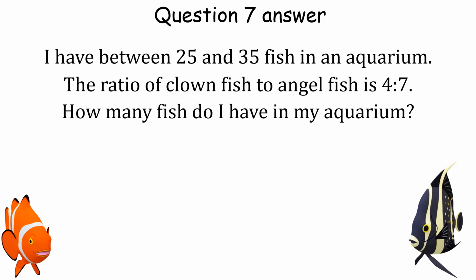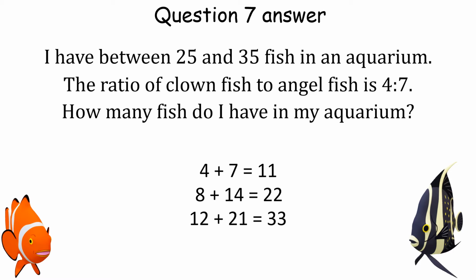Question 7. The ratio is 4 to 7, giving a total of 11 parts. If this is shared a second time, we have 8 to 14, which is 22 fish. This is not enough, so we add another share, giving us 12 to 21. This is 33 fish and falls in the range of 25 to 35 fish.